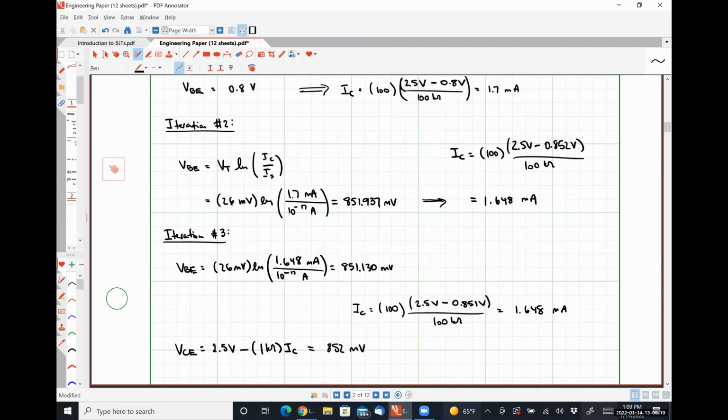Right here. Beta, again, is simply the ratio of the collector current divided by the base current, both of which are temperature dependent, which means beta is highly temperature dependent, which means this particular biasing scheme is very finicky with regards to temperature, right?